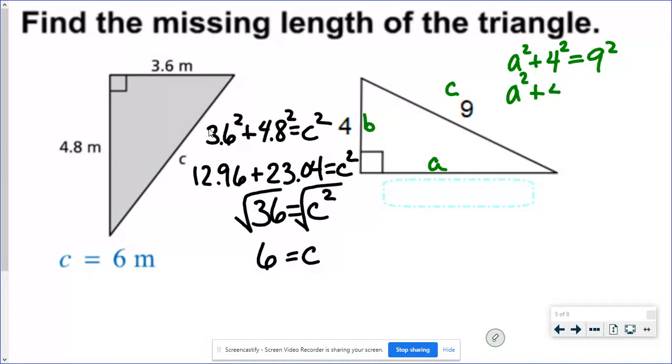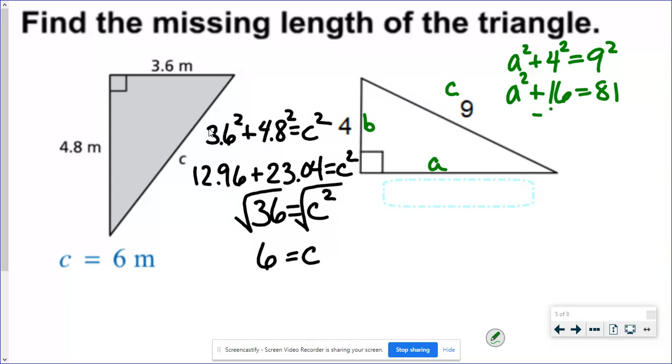4 squared is just going to be 16. I don't know what I'm writing here. 9 squared is 81. And you guys are good at solving equations now.